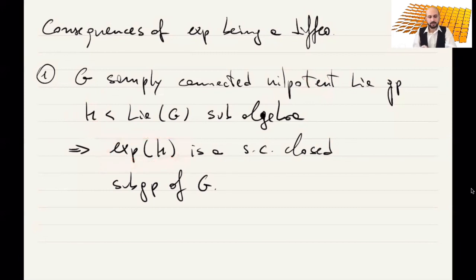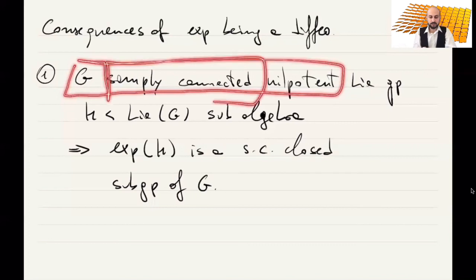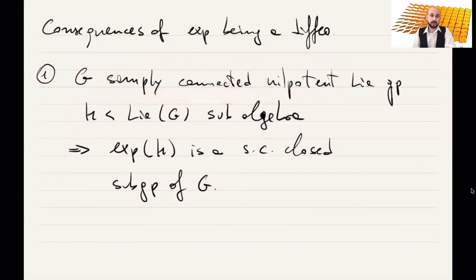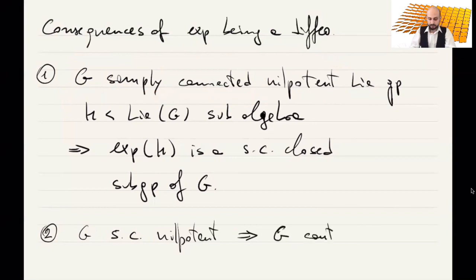In particular, this is interesting because once we know that exp is a global diffeomorphism, even if a priori we only know that G is simply connected, now we know that it's diffeomorphic to R^n. So maybe this was a previous consequence. So G simply connected nilpotent implies G homeomorphic to R^n, and therefore in particular it is contractible.